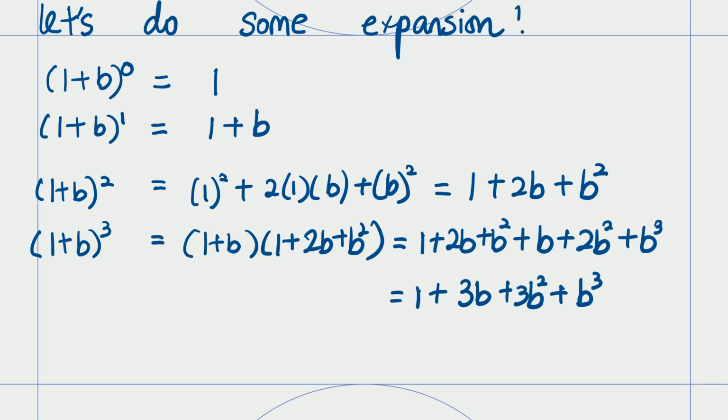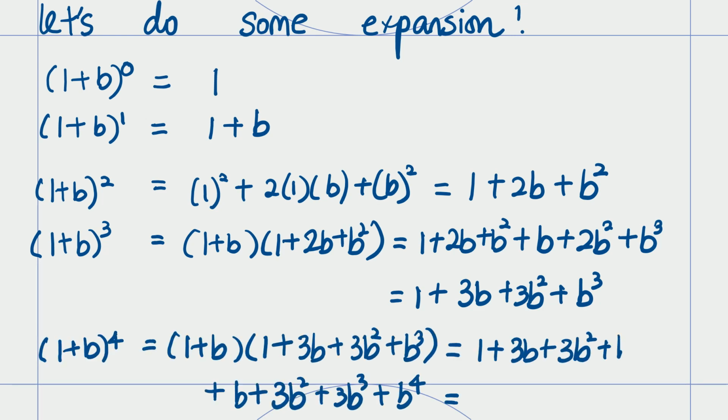For the expansion of (1 + b) to the power of 3, you can take what you have done earlier, which is (1 + b) to the power of 2, and multiply it with another (1 + b). Then you can use your distributive law to get the answer: 1 + 3b + 3b squared + b to the power of 3. Likewise, you can use the distributive law to get (1 + b) to the power of 4.